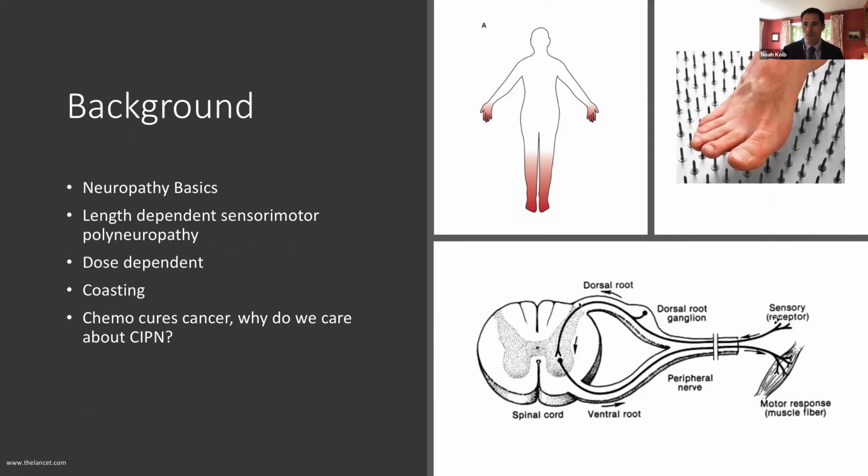Once it's in the spinal cord, it communicates with a variety of things, but then there are nerves that exit the spinal cord. They come out, and these are motor nerves. This is how you control your muscles and how you use your strength. For most forms of neuropathy, it tends to be a length-dependent process, so it affects the fingers and the toes before it affects the other parts of the nerve.